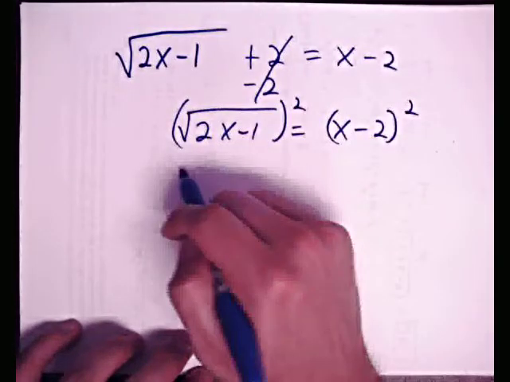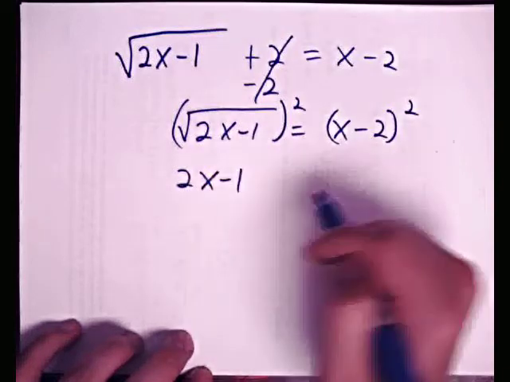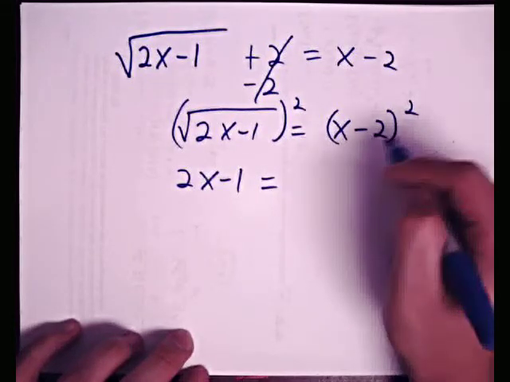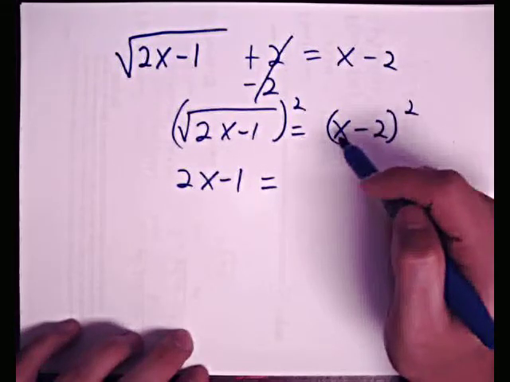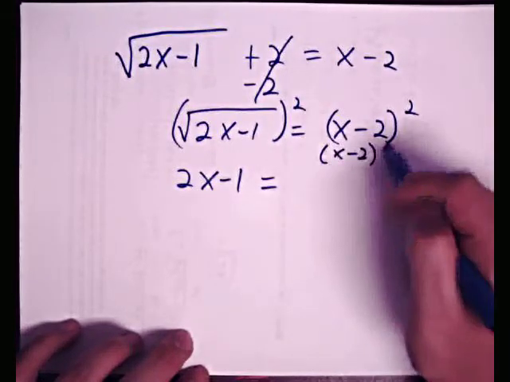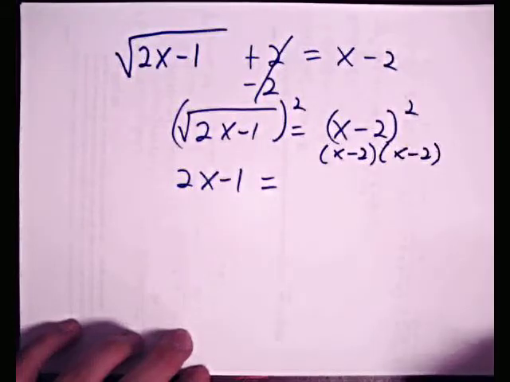When I square a square root, it cancels. On the other side, you have to be very careful. This is the most common mistake on this kind of problem. Squaring x minus 2 does not mean just squaring x and squaring 2. When we square something, it means take it and multiply it by itself. So it's actually a FOIL problem.